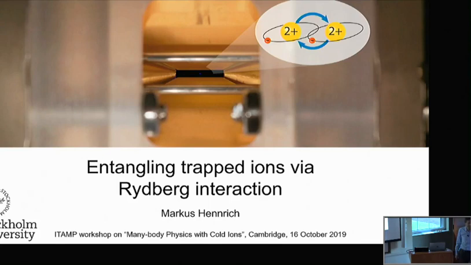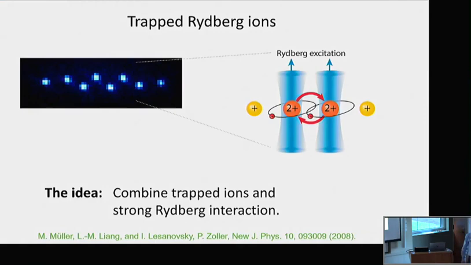Okay, so what we want to do, of course, you already made quite a bit of advertisement for us. The main idea, or partially this idea, was proposed in Peter Zoller's group, with Igor Lesanovsky and Martin Weidemüller among the main people involved, in 2008. The idea is to combine Rydberg atom schemes and trapped ion schemes, basically to use the really good quantum control of trapped ions and a strong Rydberg interaction for entanglement operations.